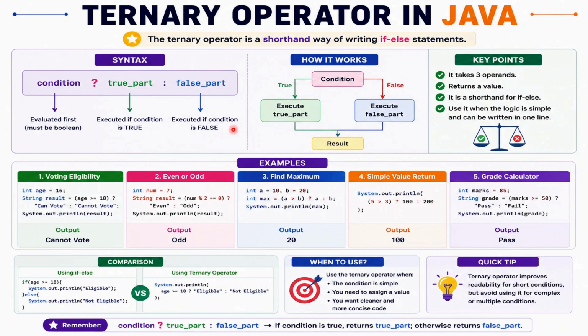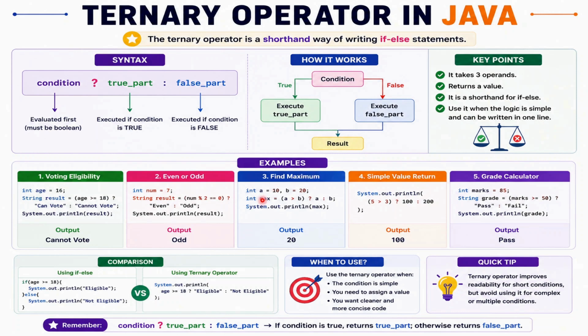So this is all about syntax. Now how does it work? Suppose we have a condition, that condition can return a true value or a false value. If it returns true, then it will execute the true part. If it returns false, it will execute the false part. And based on that, we will get the result. Here are some key points related to the ternary operator. It takes three operands. It returns a value. It is just a shorthand for if-else statement. Use it when the logic is simple and can be written in one line.